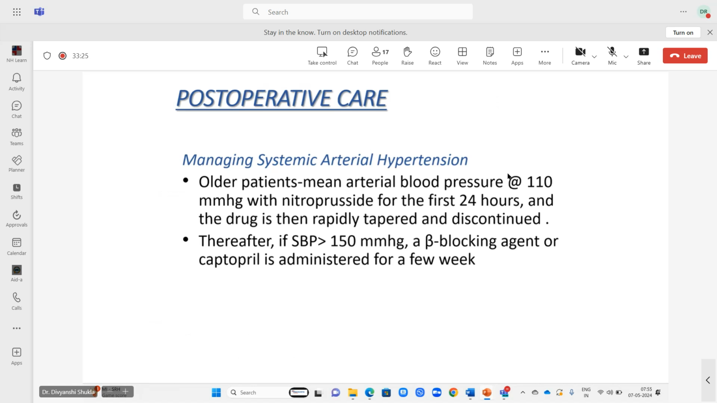Post-op care, managing systemic arterial hypertension. In older patients, mean arterial blood pressure is maintained at 110 mmHg with nitroprusside for the first 24 hours, and the drug is then rapidly tapered and discontinued. Thereafter, if BP is more than 150 mmHg, a beta blocking agent or captopril is administered for a few weeks.